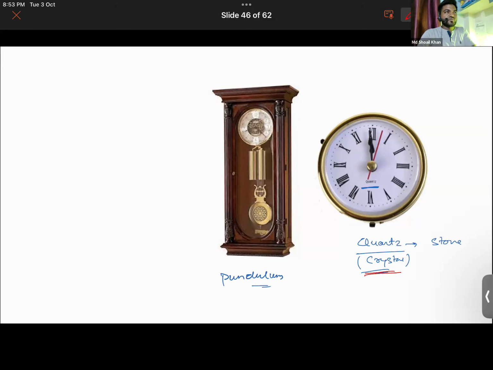Okay, now how does this function? Basically, this quartz crystal vibrates at a very high speed, and the mechanism of the quartz watch is based on that vibration. Getting it now?